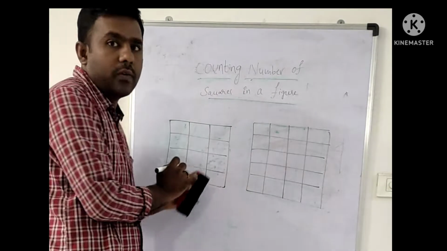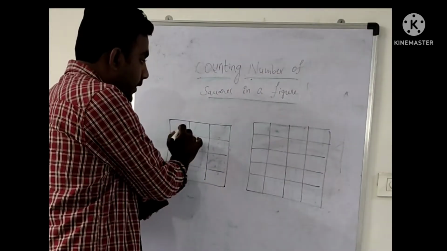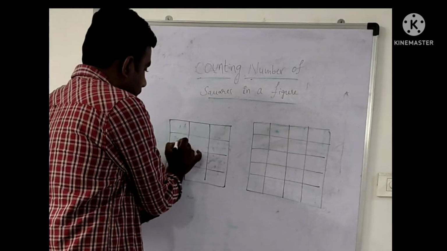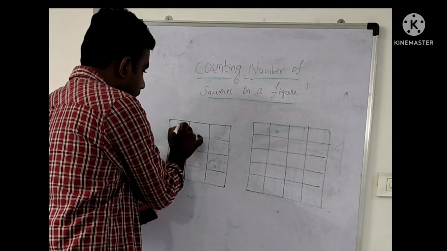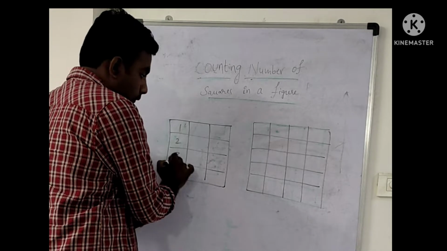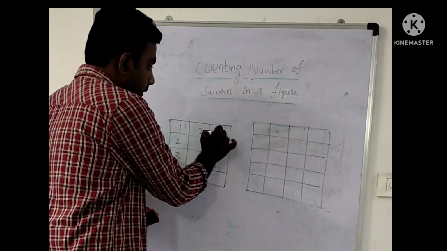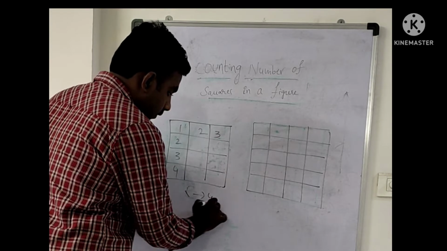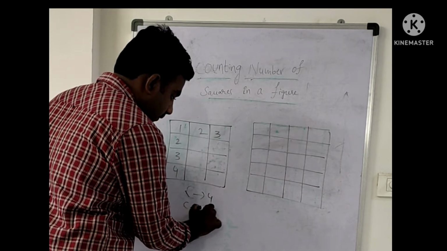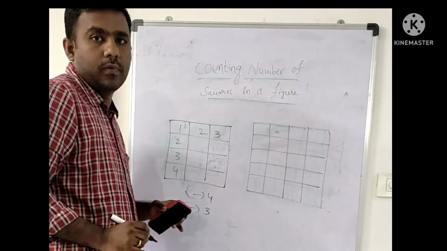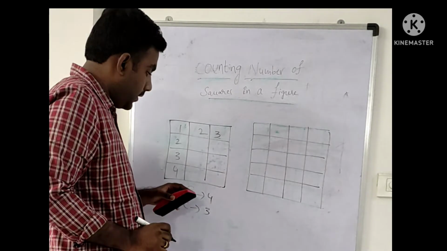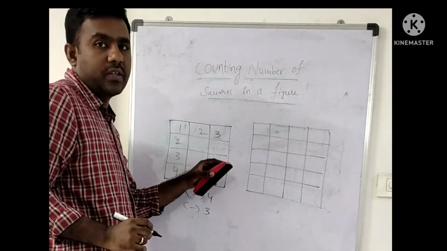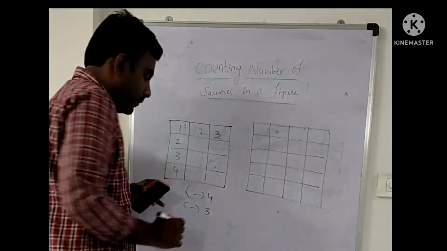Okay. First of all, here you can count how many rows and how many columns are there. Here, total 4 rows and 3 columns, means the number of rows is 4 and the number of columns is 3. Just by counting the number of rows and columns, we can find out how many squares are there in that figure.